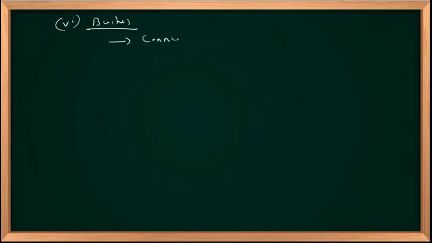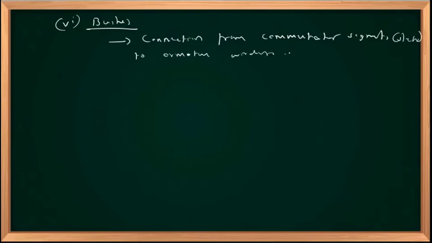It's basically the connection from the commutator segments, which are located at the rotor, and it is connected to the armature windings, right? And make sure that your brushes are made up of carbon. It is not much costlier, and it is very useful in the process of commutation.